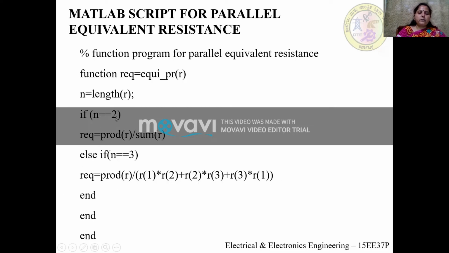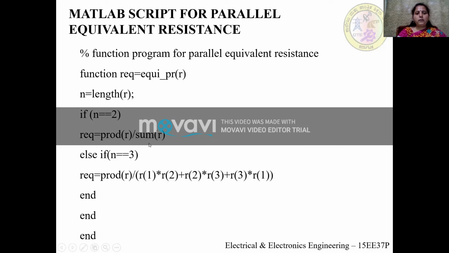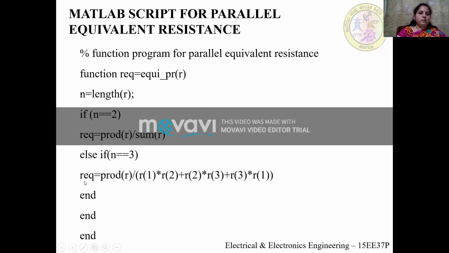So if n is equal to 2, REQ will be equal to product of R divided by sum of R. Product of R is nothing but R1 into R2. Sum of R is nothing but R1 plus R2. So by using this formula, we can get the value for equivalent resistance. Then when there are 3 resistors in a circuit, we need to use the next expression that is entered in the program. So using this expression, we can get the value for equivalent resistance. We need to see the end statement for the if and also for the function.